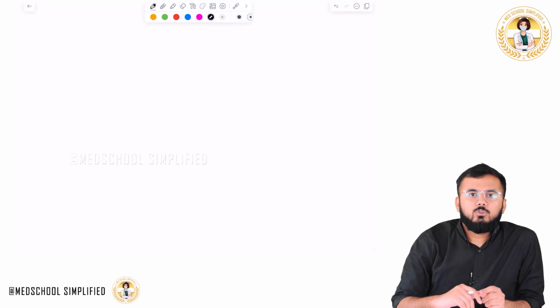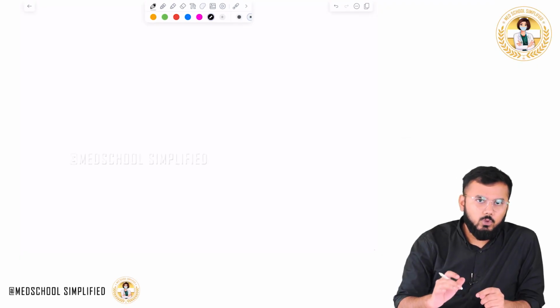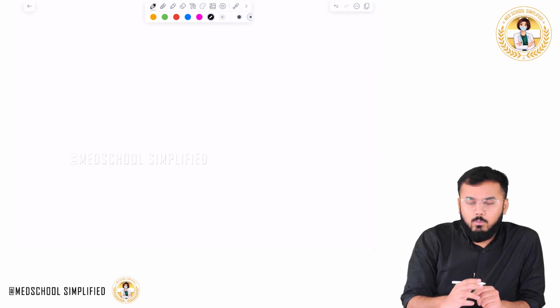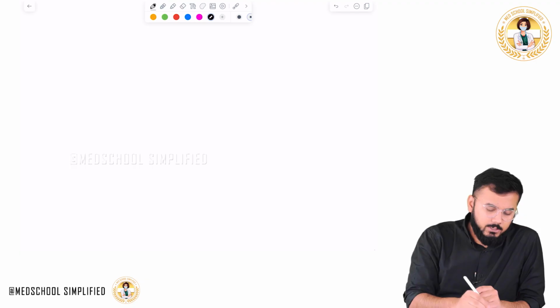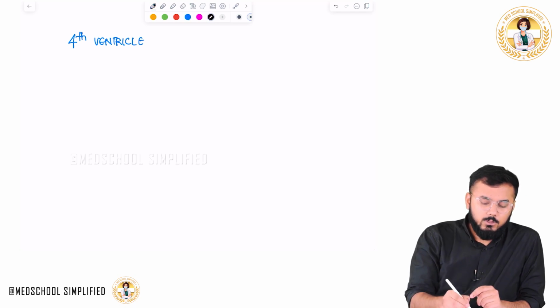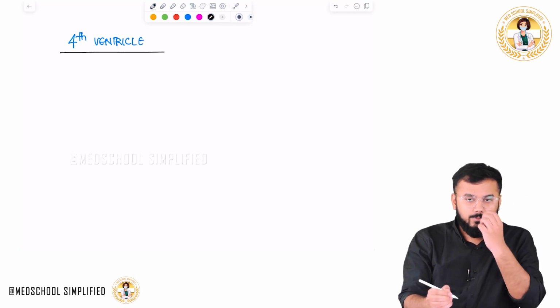Hello guys. So now we shall be discussing the fourth ventricle. We shall see what the borders of the fourth ventricle are from the lateral aspect. So the topic of discussion would be the fourth ventricle borders. If you look at the fourth ventricle over here, right?